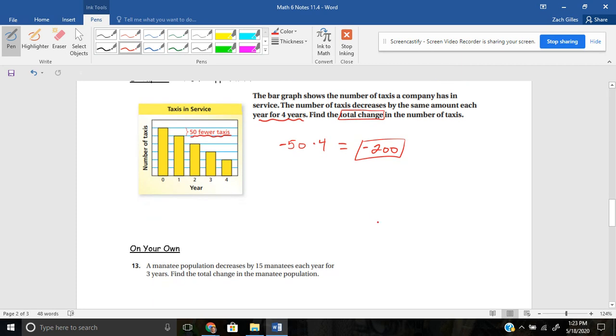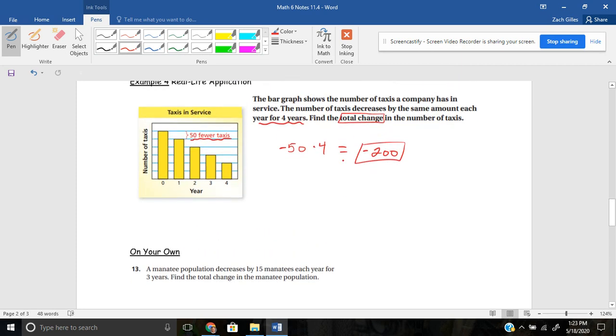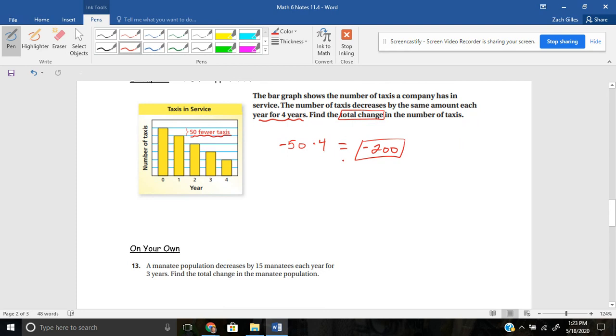Okay, go ahead and try number 13, just like we did number 4. It says a manatee population decreases by 15 manatees each year for 3 years. So decreases would be -15. Then I'm going to multiply that by 3 years to give me -45 manatees.